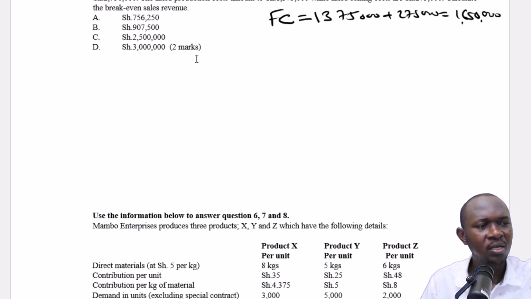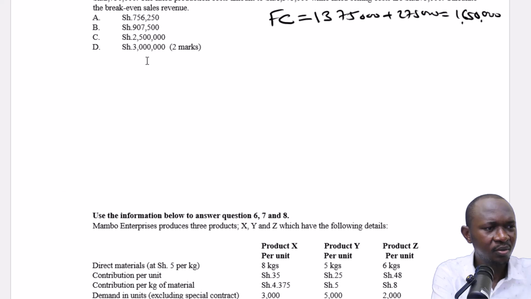Now, how do we calculate the break-even sales revenue? Going to the formula for break-even.